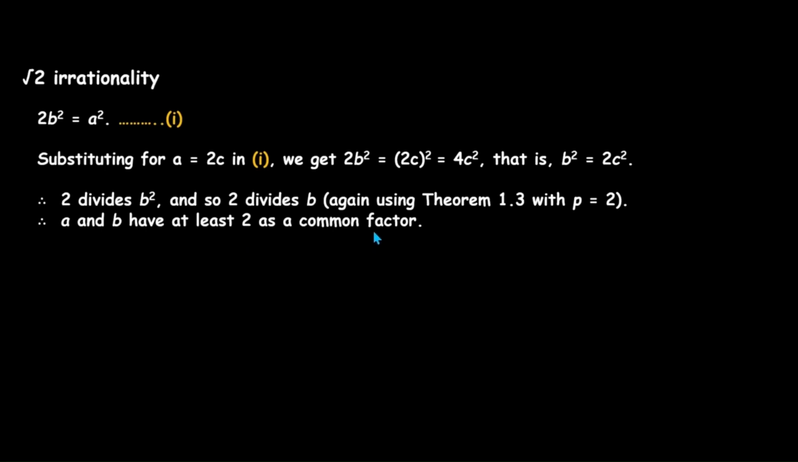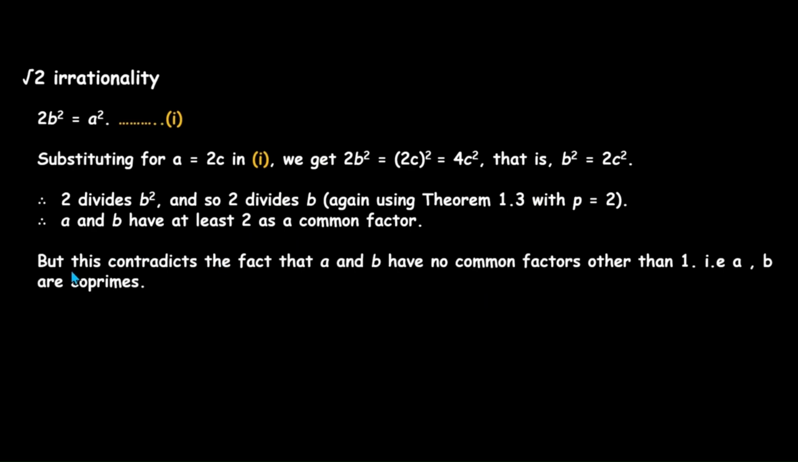as a common factor for both a and b. As we have seen, 2 was dividing a earlier, and now 2 also is dividing b. So 2 becomes a common factor of both a and b. But we started off saying that a and b are coprimes, and they should have only one as the common factor, highest common factor. But here we are getting 2 as the common factor.